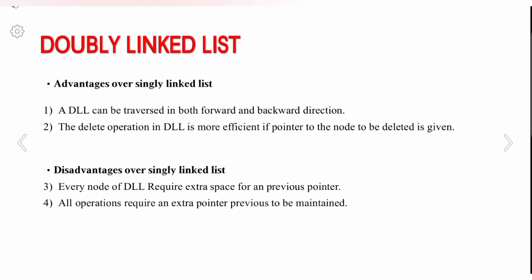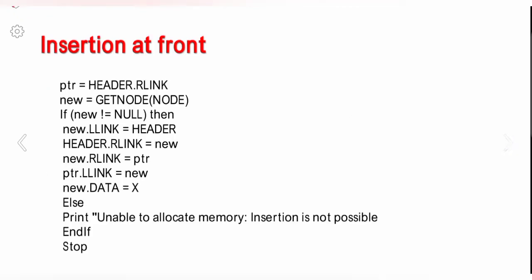Another drawback is that all operations require an extra pointer, previous, to be maintained. So all the operations require the extra pointer to maintain the previous node. This is also one of the drawbacks of the double linked list.